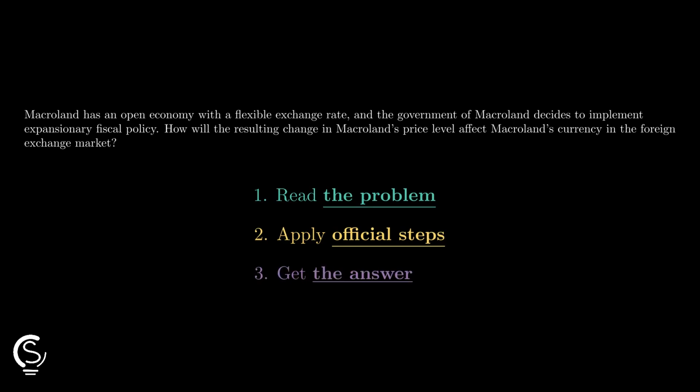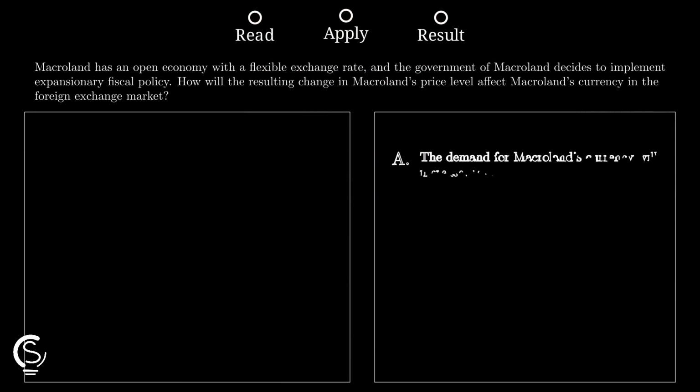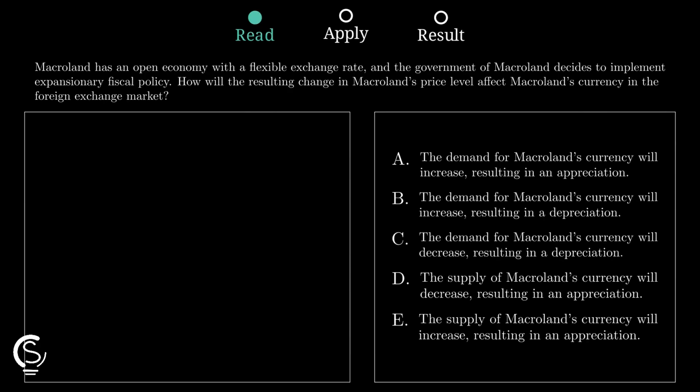Macroland is using expansionary fiscal policy, and we need to find how the price level change impacts their currency in the foreign exchange market quickly. First, expansionary fiscal policy increases aggregate demand, which pushes the domestic price level higher. This makes Macroland's goods more expensive for everyone else in the global market to buy right now.